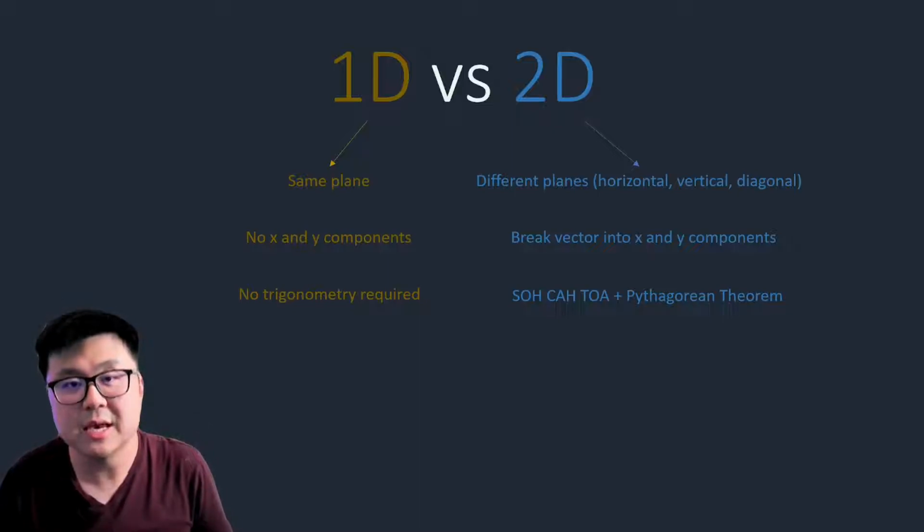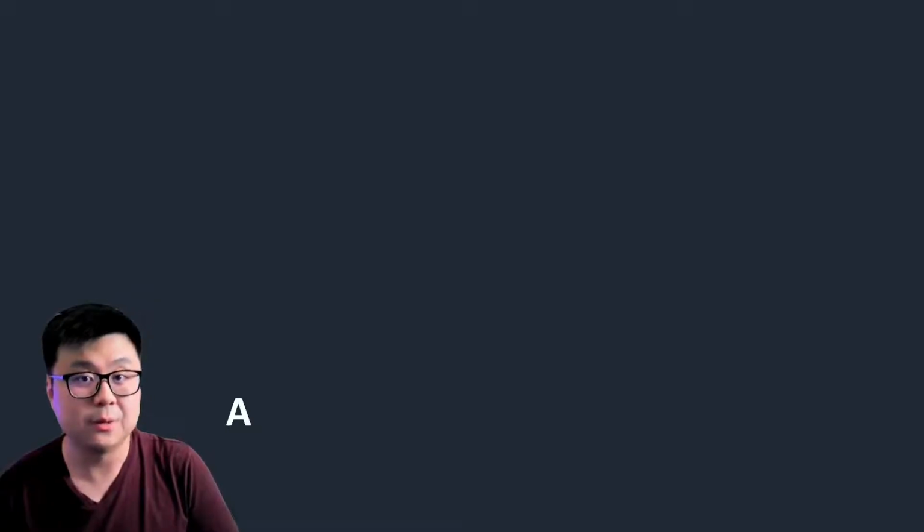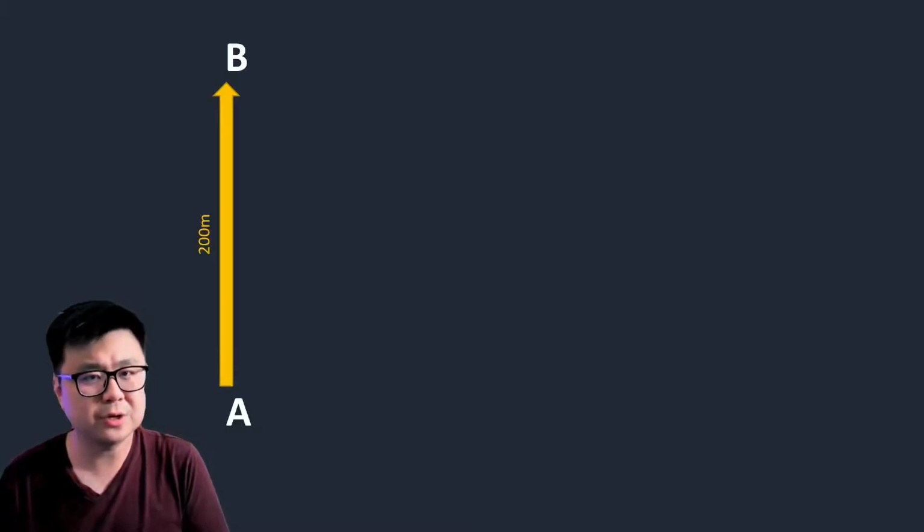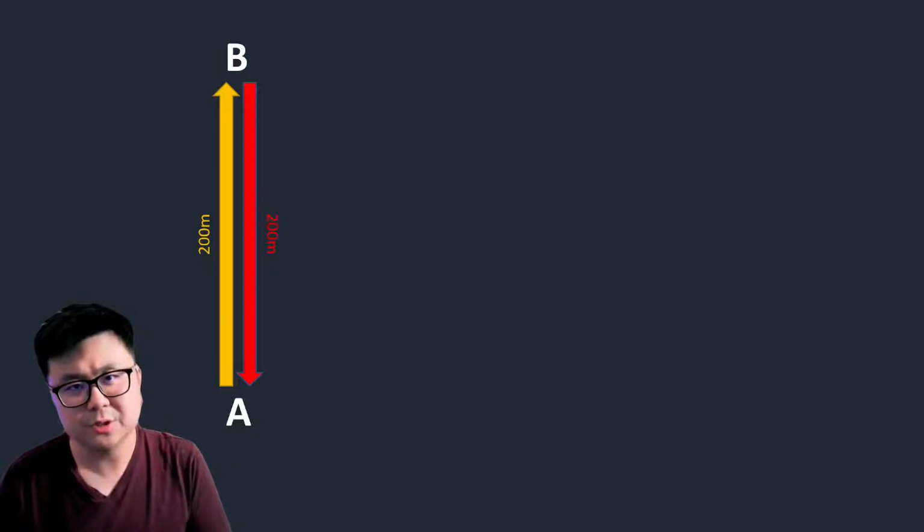Okay, so now let's talk about the difference between distance and displacement, one of which is a scalar and the other one is a vector. Starting with a scenario here, we're at point A. Let's say you walk up 200 meters north to point B, and then you decide to walk back 200 meters to point A.